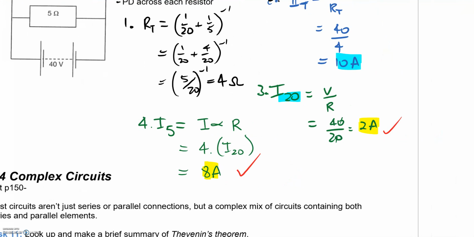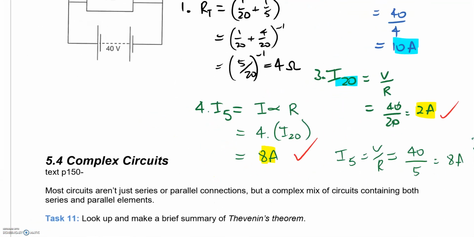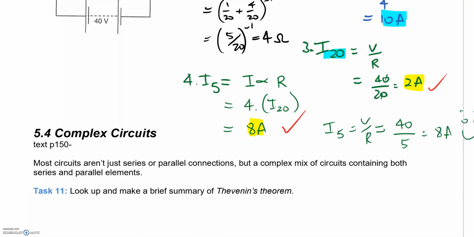So with that current in the 5 ohm resistor, the second way we would do it, of course, is V on R. We had 40 volts across it and 8 amps. Happy days. Same. Hey, cool. So I won't get into the complex circuits. We'll leave that for Tuesday.